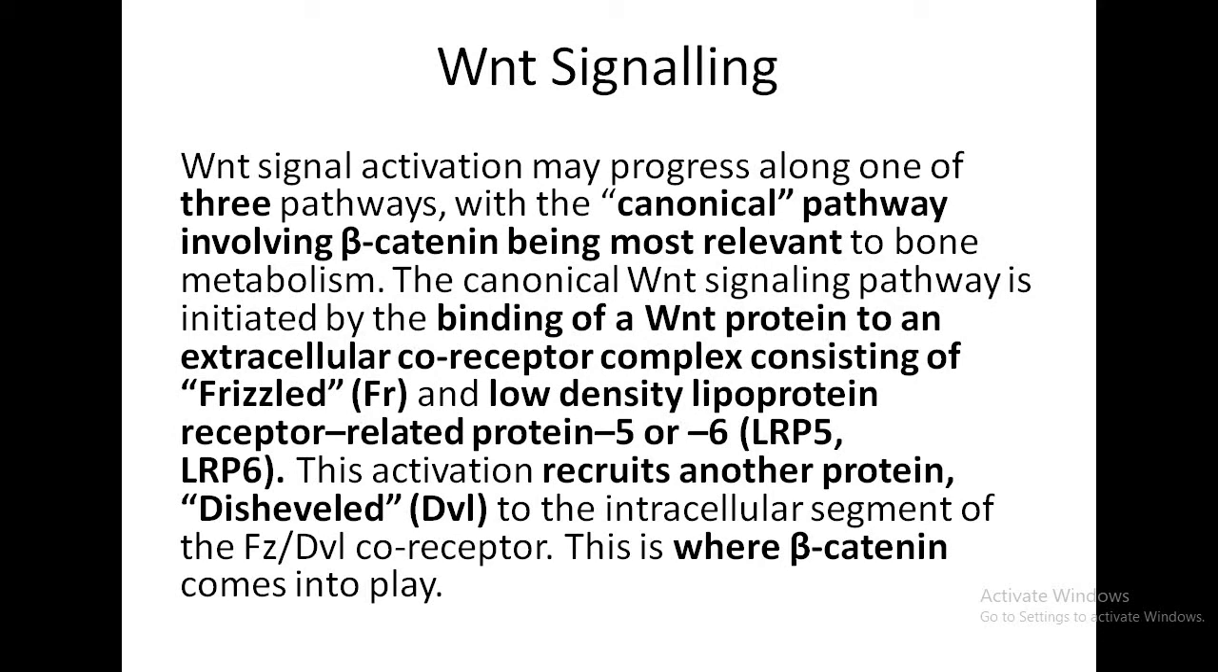The canonical pathway involving beta-catenin is the most important. When a WNT protein binds to an extracellular co-receptor complex called frizzled, and also LRP5, the low density lipoprotein receptor related protein, it recruits another protein called disheveled to the intracellular segment of the combined frizzled and DVL. So here beta-catenin comes into play.